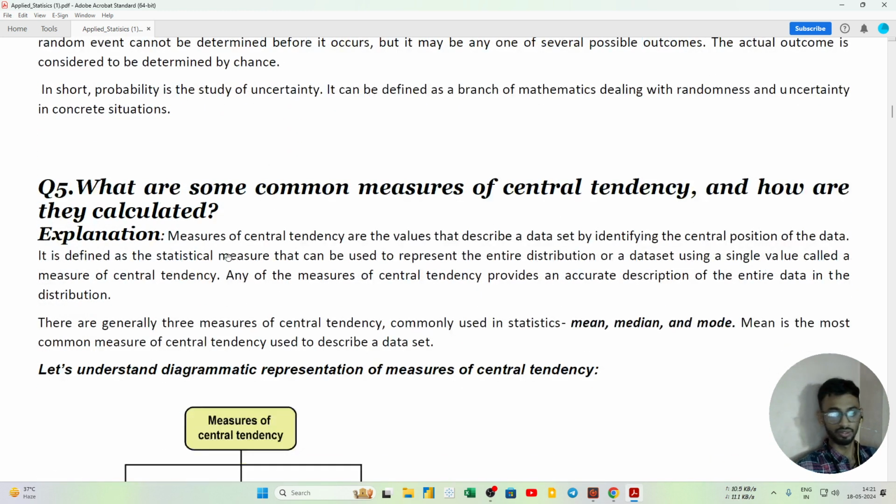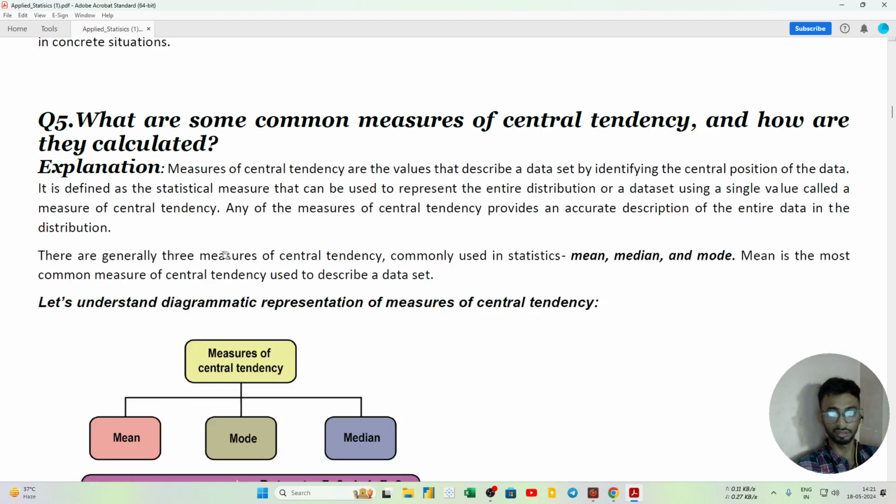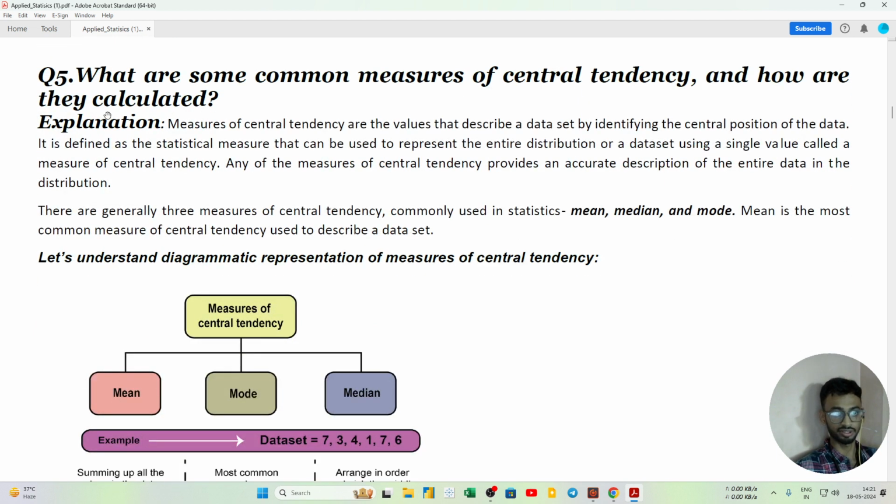Then, moving forward to our fifth question, which is our last question for discussion: what are some common measures of central tendency and how are they calculated? The measure of central tendency is a part of statistics.